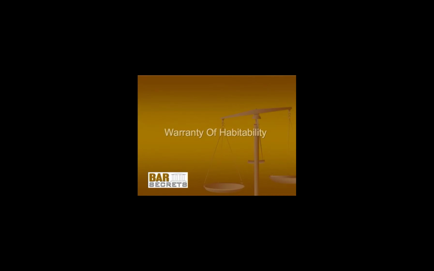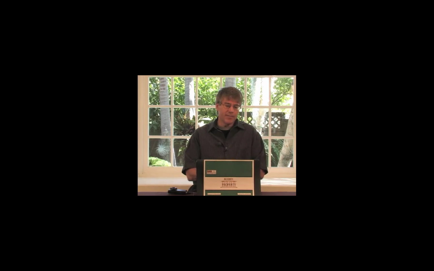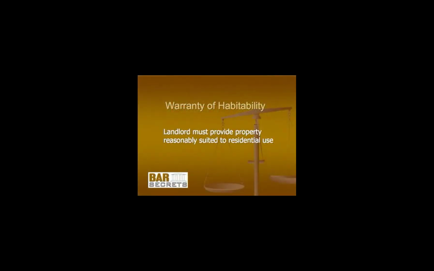Now, there's a second theory, the warranty of habitability. And by the way, if you discuss one, you should discuss both. Just remember that the warranty of habitability applies only to residential, whereas the covenant of quiet use and enjoyment, constructive eviction, applies to residential and commercial. Now, under your warranty of habitability, the rule is the landlord must provide property that's reasonably suited to residential use or fit for human habitation. Thus, its restriction to residential properties.